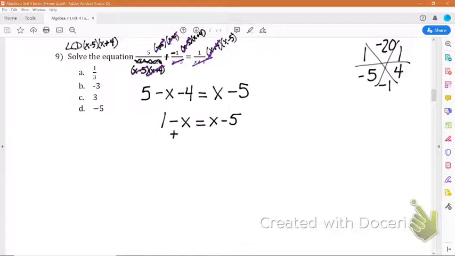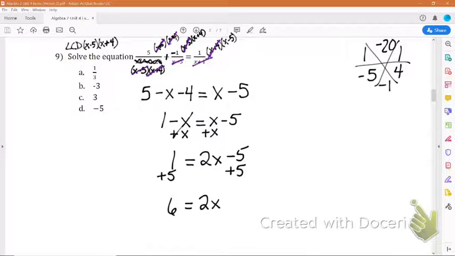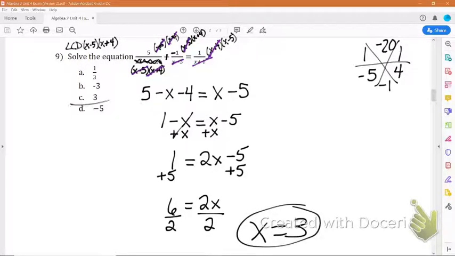I would add x to both sides to cancel this one out. So 1 equals 2x minus 5. Add 5 to both sides. 6 equals 2x. Divide both sides by 2 to get your final answer of x is 3. x equals 3, which is letter C. Okay, where did we get the 2 from? The x, we added x to both sides. Okay.